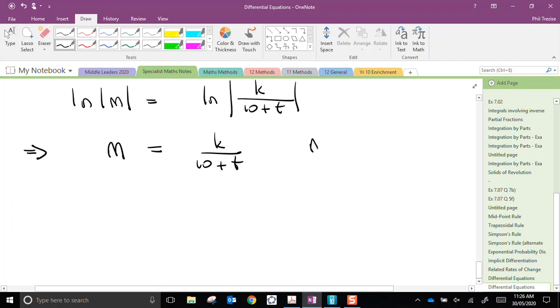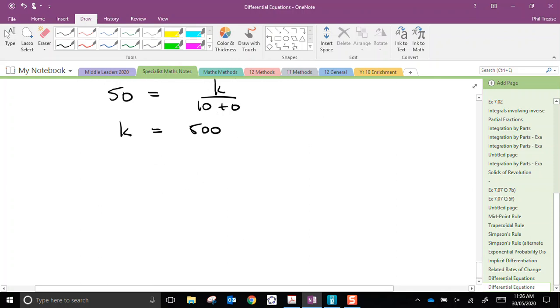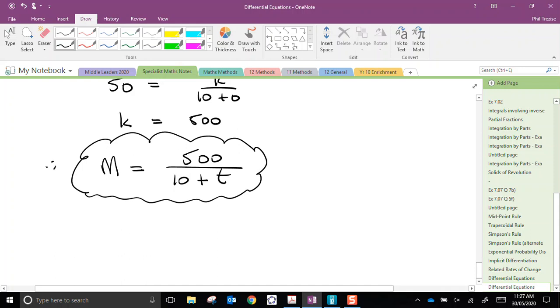We did note, remember, that when time was 0, m was 50. So let's substitute those. When m equaled 50, that's k over 10 plus 0. Gee, that's an easy one. K then would be 500. So, finally, my formula is m equals 500 over 10 plus t. That's the solution to my differential equation, to predict the mass of chemical remaining in the tank at any moment in time after the point where t equals 0 and mass was 50.